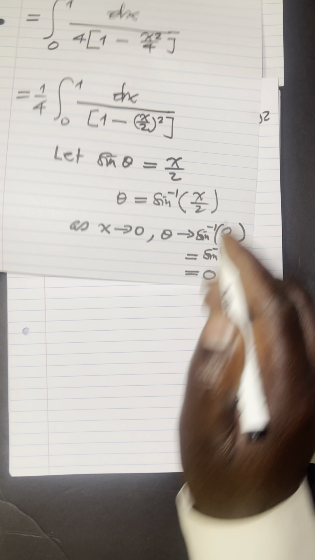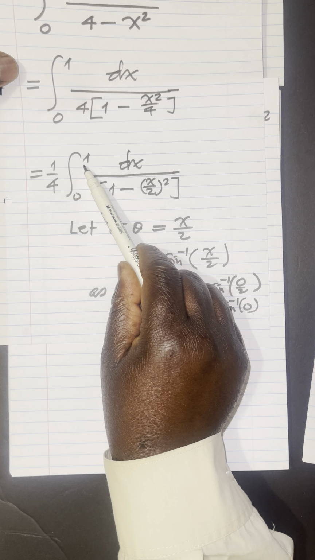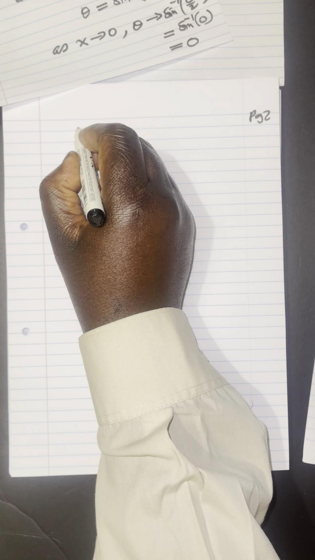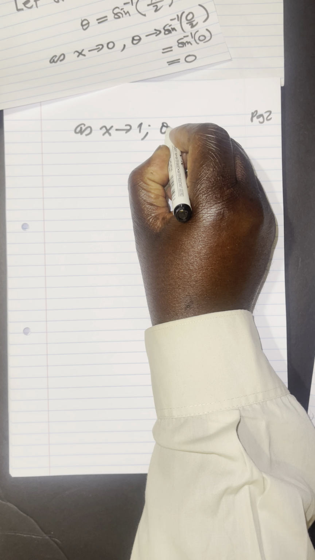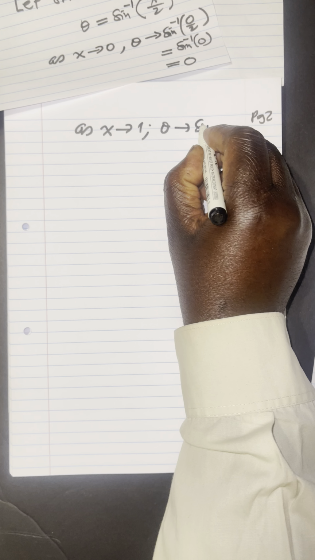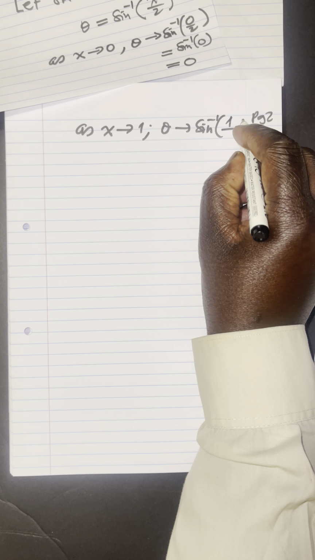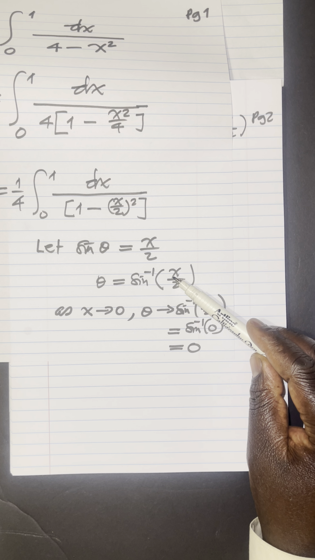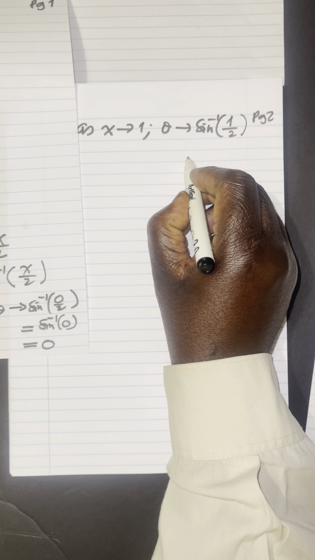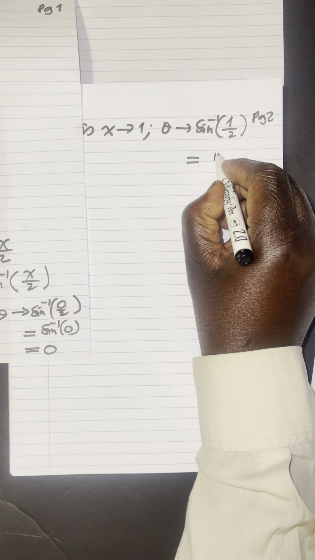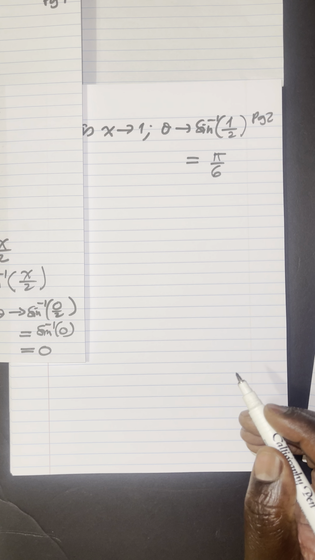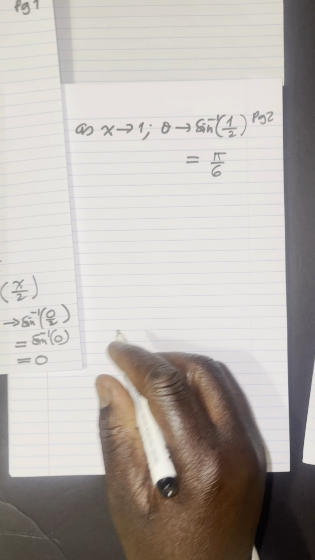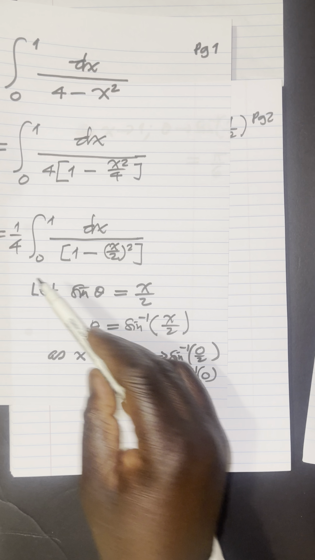Page 2. So we're going to say as x approaches 1, we work out what theta approaches. As x approaches 1, theta must approach sine inverse of 1 over 2. You see here, we substitute 1 there, 1 over 2. And what is sine inverse of 1 over 2? You'll agree with me that this is pi by 6. Because sine inverse of 1 over 2, that angle is 30 degrees, and that's pi by 6. So now we have changed the limits of integration.